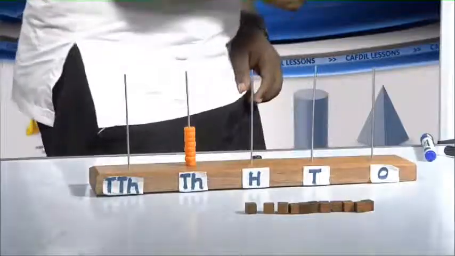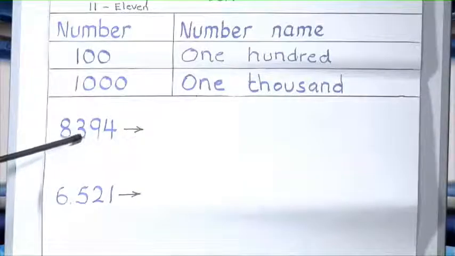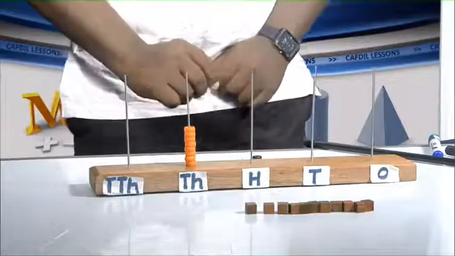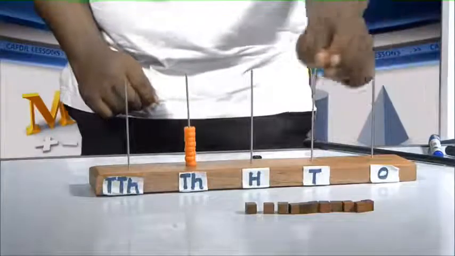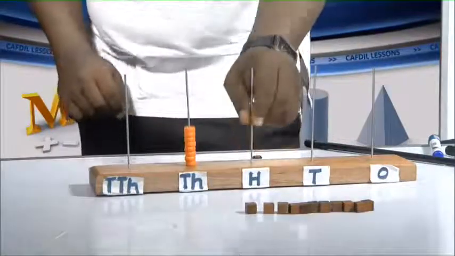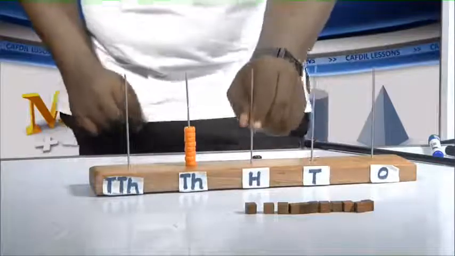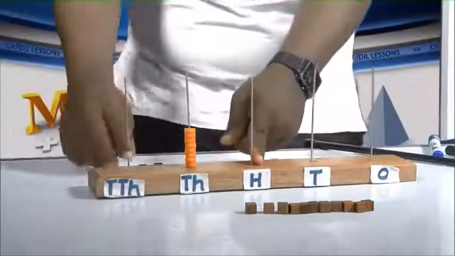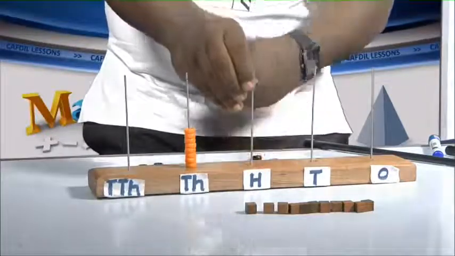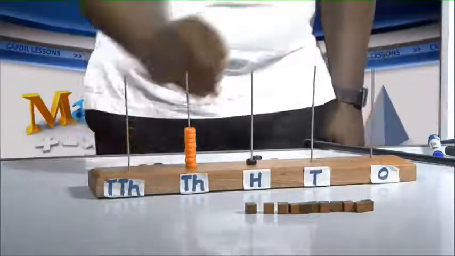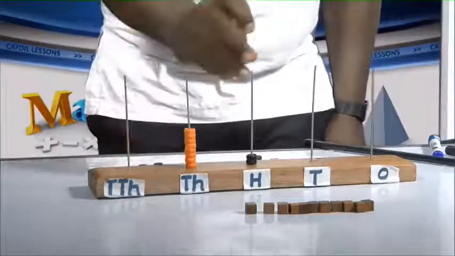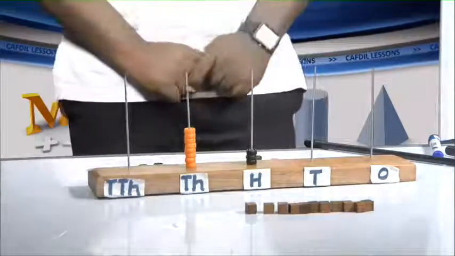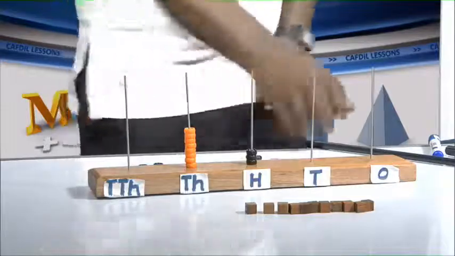Then let's come to this one, 300. So where is the stand for 100? This is ones, tens, and then hundreds. So I'm supposed to place my bead here. And how many hundreds are there? 3. So I'm going to place 3 here. 1, 2, then 3. So now I have my 300 there. Let's go to the next one.